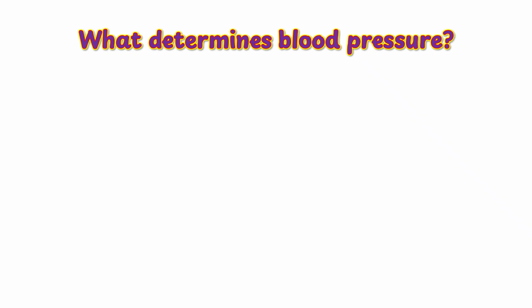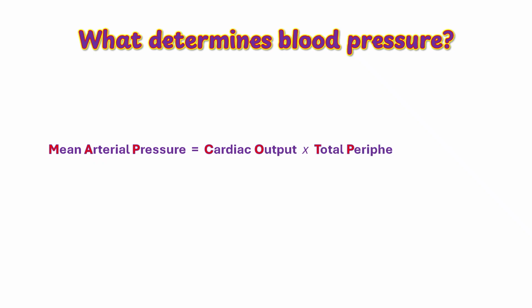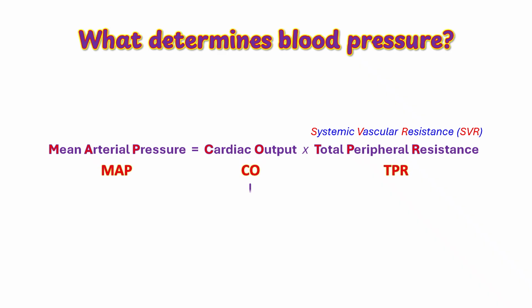Blood pressure is described by a simple equation. Mean arterial pressure equals cardiac output multiplied by total peripheral resistance, also called systemic vascular resistance. Cardiac output depends on heart rate and stroke volume. So, blood pressure can be changed by altering how the heart pumps or by changing how wide the blood vessels are.